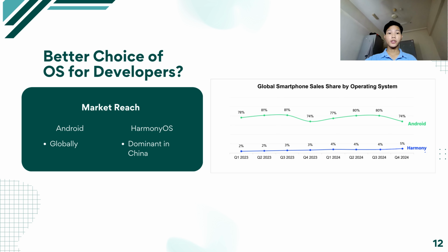According to the research team of Counterpoint, the global share of Android continued to decline gradually and reached the lowest March quarter value since 2018, while HarmonyOS reached 5% global share and 19% in China.